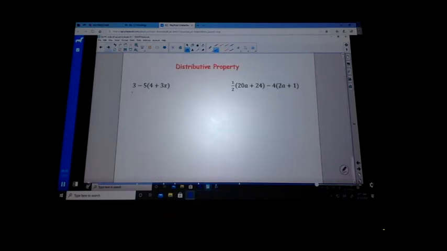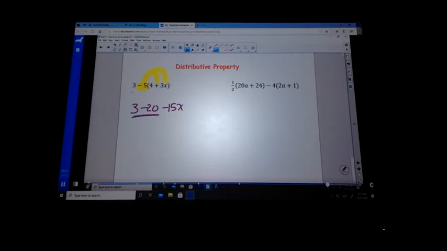Let me go across the distributive property. This sometimes can be a little tricky. Okay, I'm going to use the highlighter. Notice I have this negative 5 out front. So that negative 5 gets distributed to both terms. So the 3 just comes down to the right. Negative 5 times 4 is negative 20. Negative 5 times 3x is negative 15x.